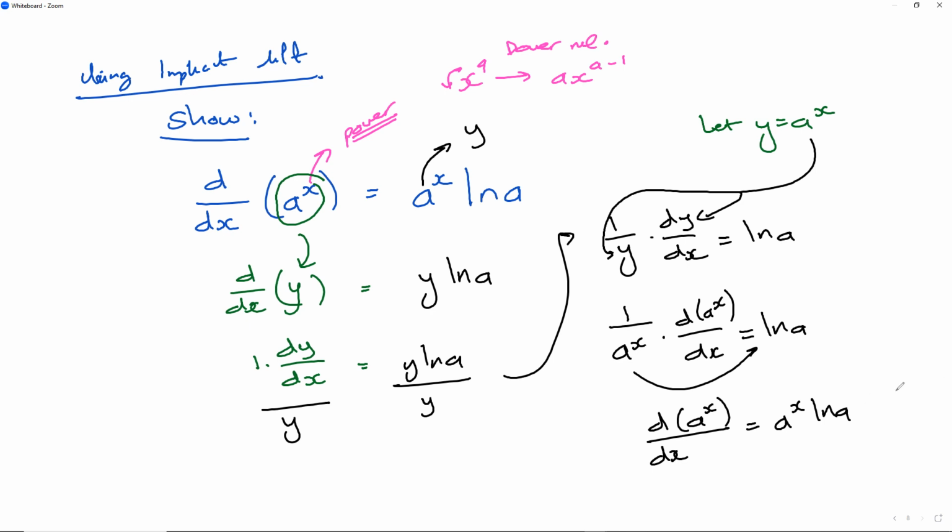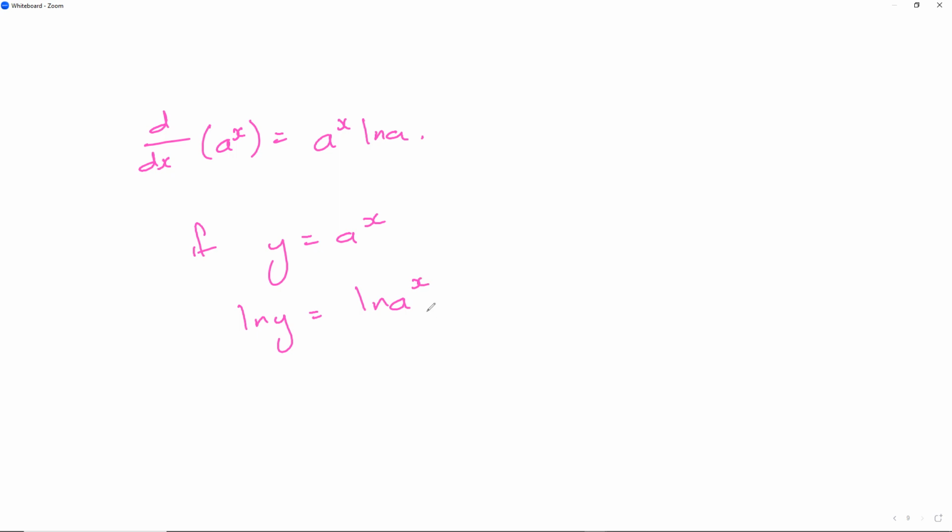Let's have a look at another way of solving this. Let's suppose I've got a more simple form. I've got to prove that d/dx of a to the power of x equals a to the power of x ln a. If y is equal to a to the power of x and I ln both sides, then I'll end up with that. Using the power rule and bringing x to the front, I get x ln a. So ln y equals x ln a, natural logarithms, right?